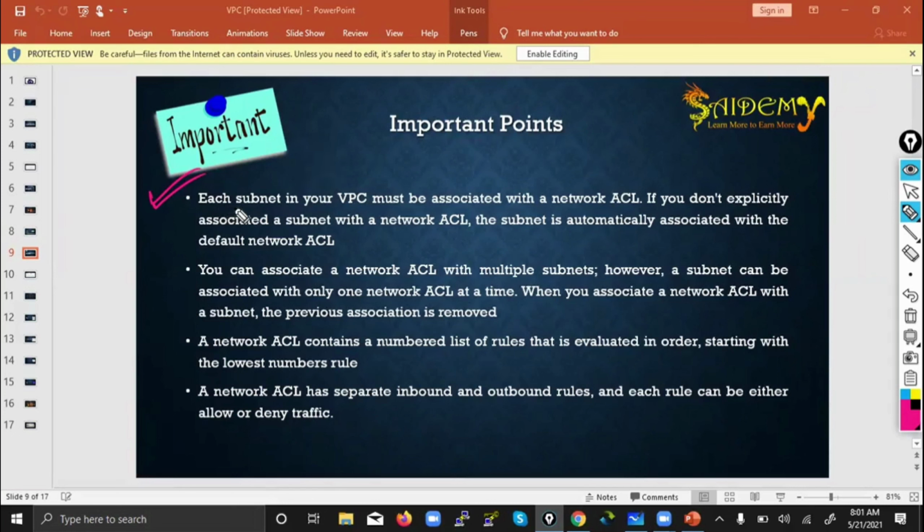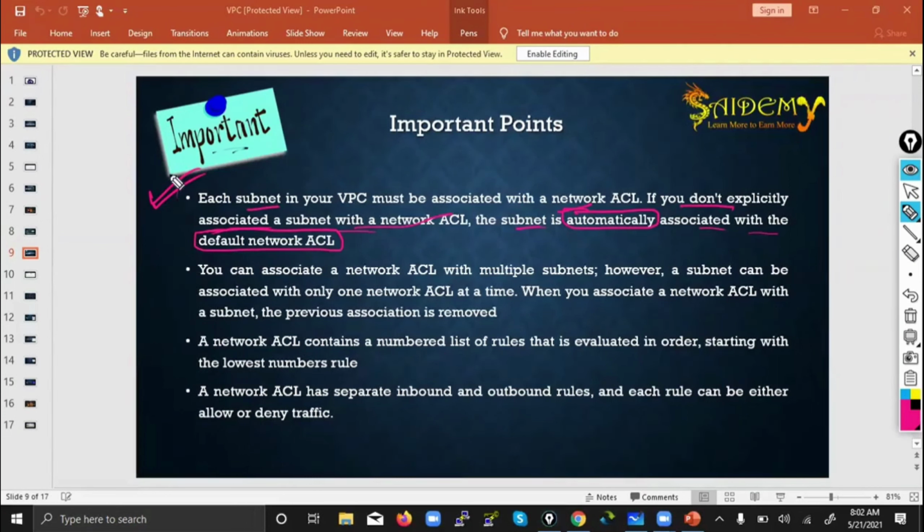Fine. So what is the first one? Each subnet in your VPC must be associated with a NACL. Okay, fine. And if you don't explicitly associate a subnet with a NACL, the subnet is automatically associated with the default NACL. Is it correct or not? That is my first question. And second, have we done it or not when we were doing practicals?